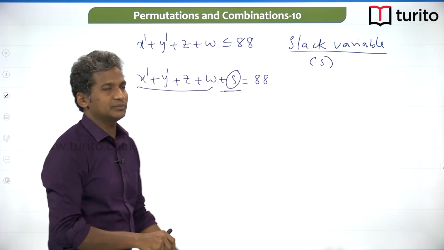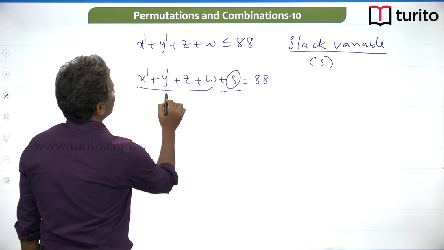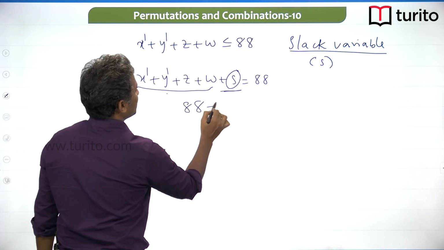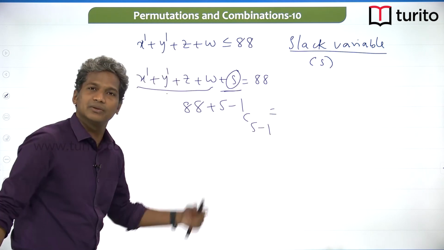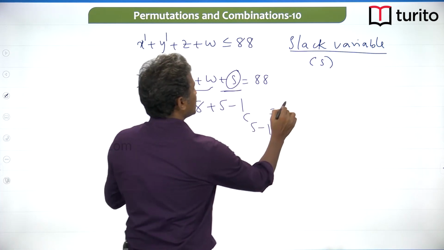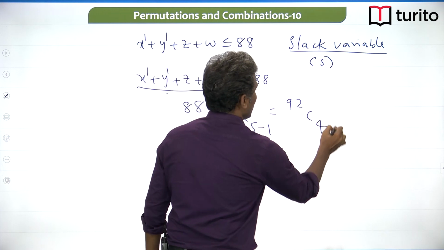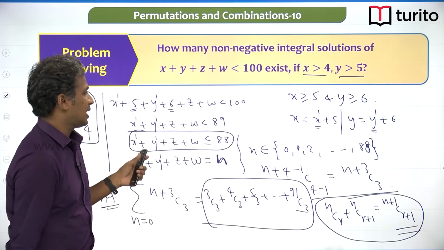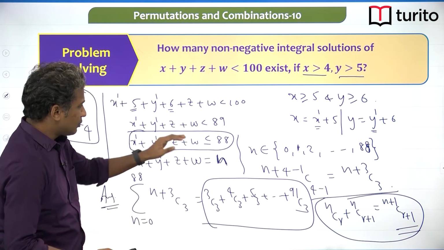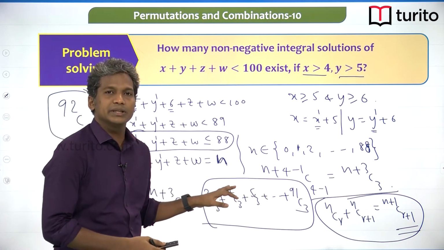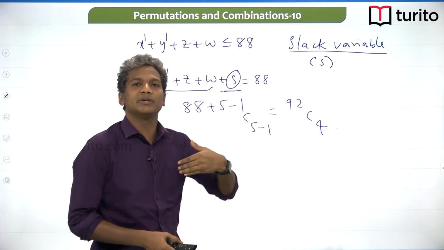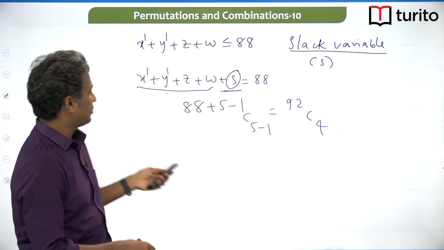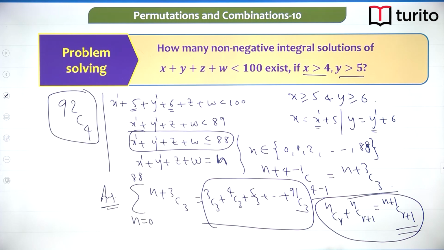Now use the formula. So what will it become? There are 5 variables here. So 88 plus 5 minus 1, C5 minus 1. This is the formula. So then it becomes 92C4, which is exactly the same as our earlier problem. So instead of going for the binomial series summation, you can also go for the slack variable here. Slack will solve it faster. Come on, make a note of these two ideas.